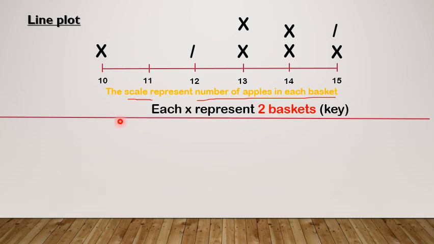Okay? The first question I have here: how many baskets have 14 apples? So I will look here on the scale. The number 14 on the scale has 2 X's, but I know that each X represents 2 baskets. So this means I have 1, 2, 3, 4 baskets. 4 baskets have 14 apples.